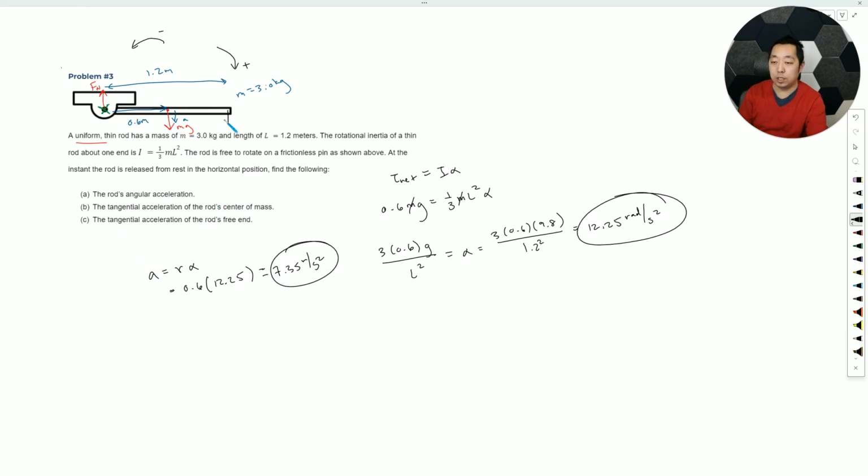What's the tangential acceleration over here? For part C, we still use the same thing, but now R is different because the distance from the axis of rotation is now 1.2. So kind of interesting, the free end is going to accelerate even faster than 9.8 meters per second squared, but that's just a consequence of how rotational dynamics works.